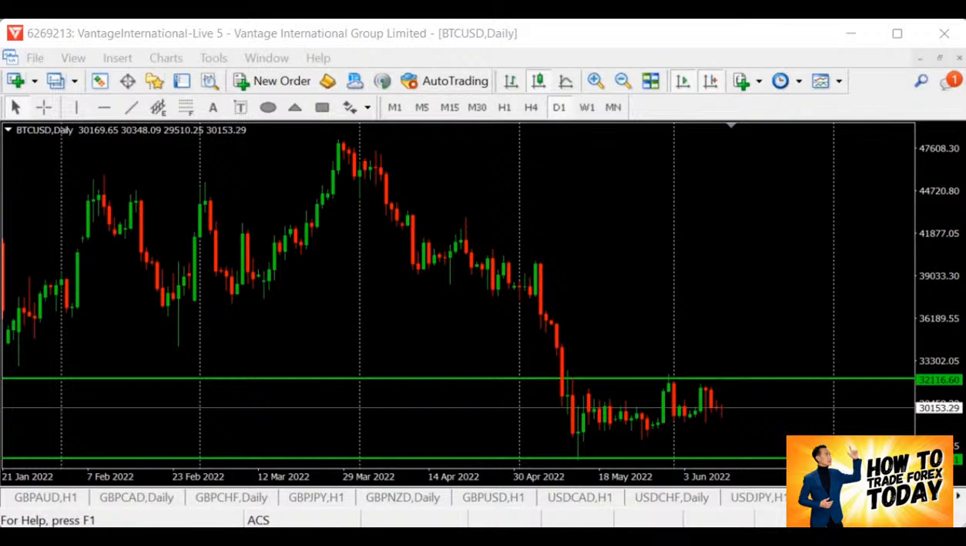Over here we have Aussie yen, Aussie dollar, Euro yen, Euro dollar, Pound yen, Pound dollar, dollar franc, and dollar yen. Wow, that's quite a lot today. So that's all for today.